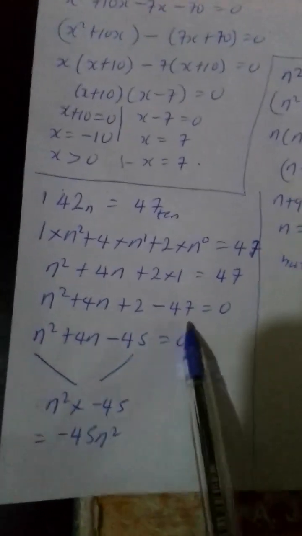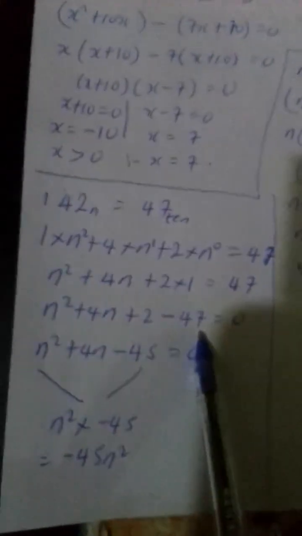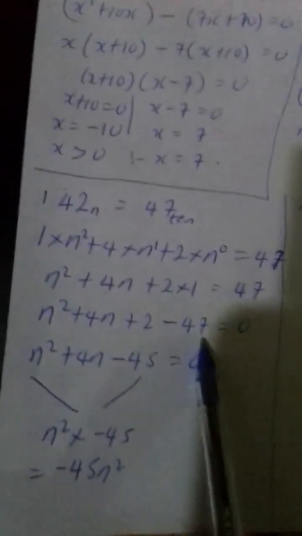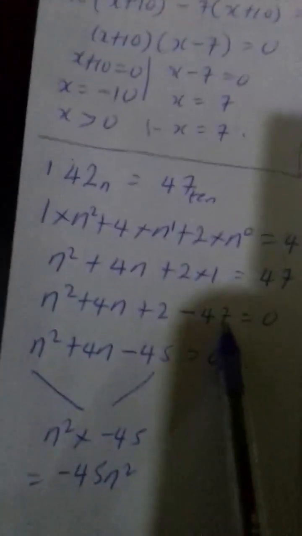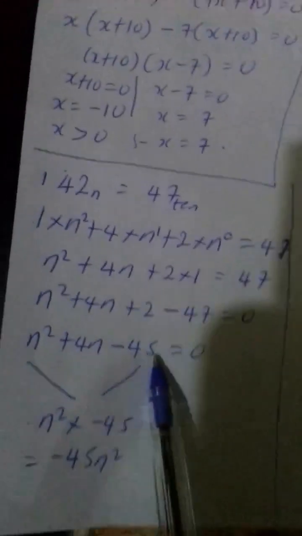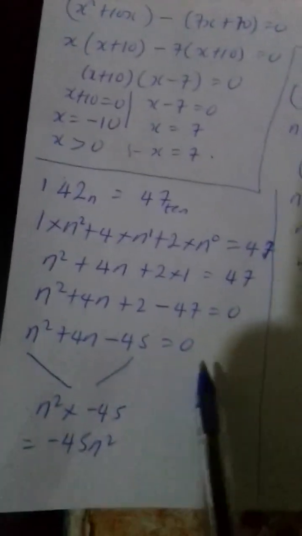So remember what I said again. 2 take away 47 is impossible. So you do 47 minus 2. It will give you 45. But you will put a negative because 2 take away 47 is impossible. So you get minus 45. So I have my n squared plus 4n minus 45 equals 0.